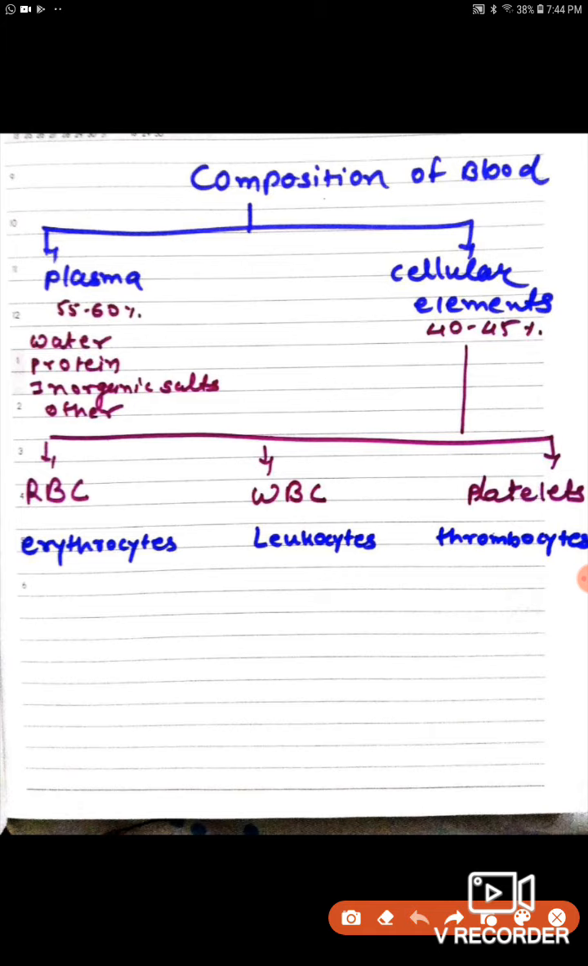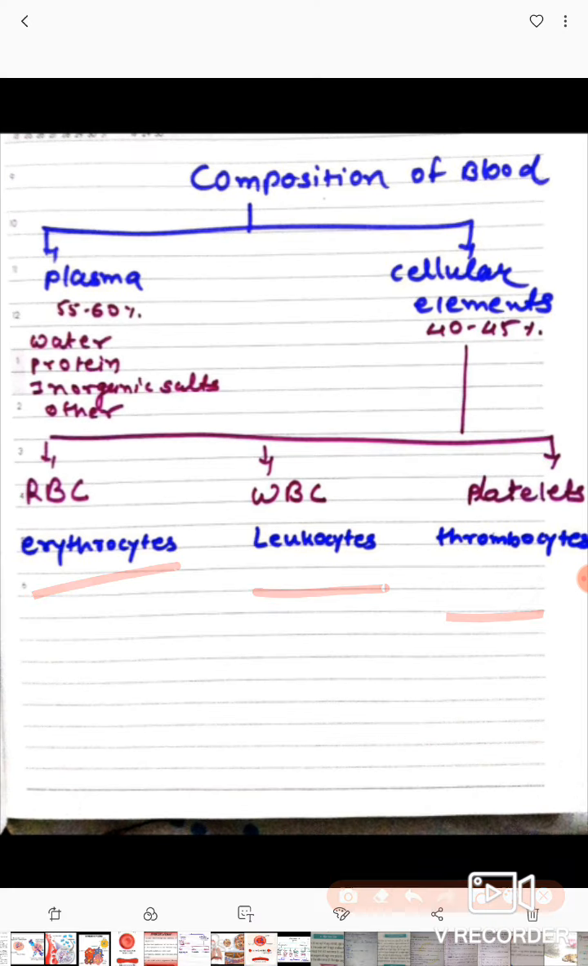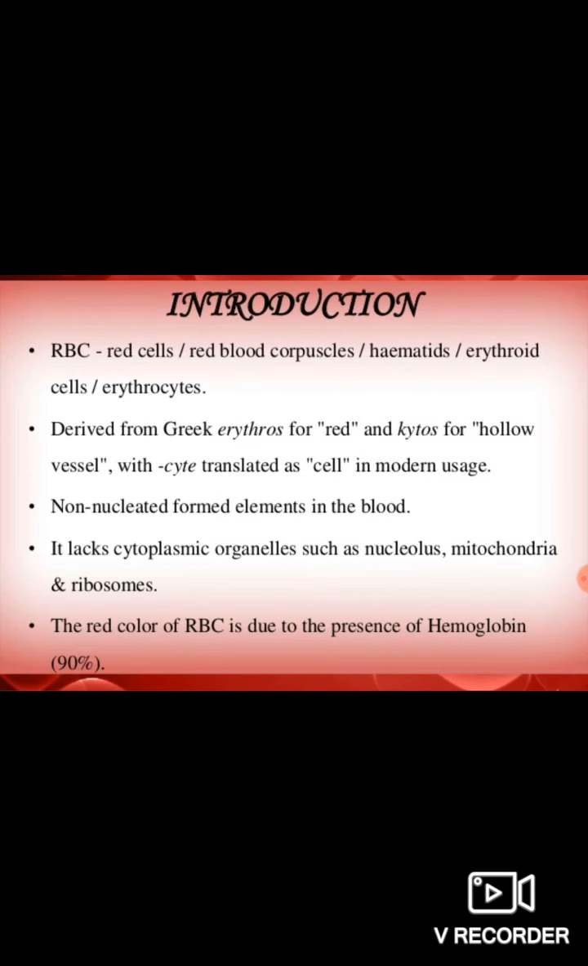Got it? What is serum? Now the cellular elements. These words you know. Three kinds of cells are present: RBC, WBC and platelets. They are also called erythrocyte, leukocyte and thrombocyte. Now we will see these cells in detail.